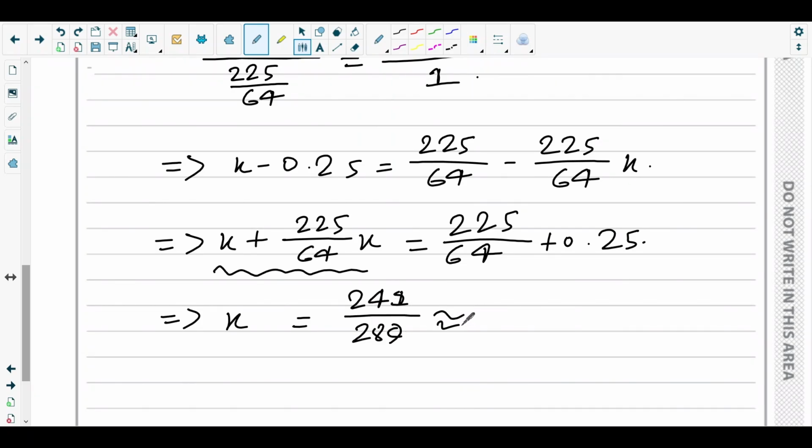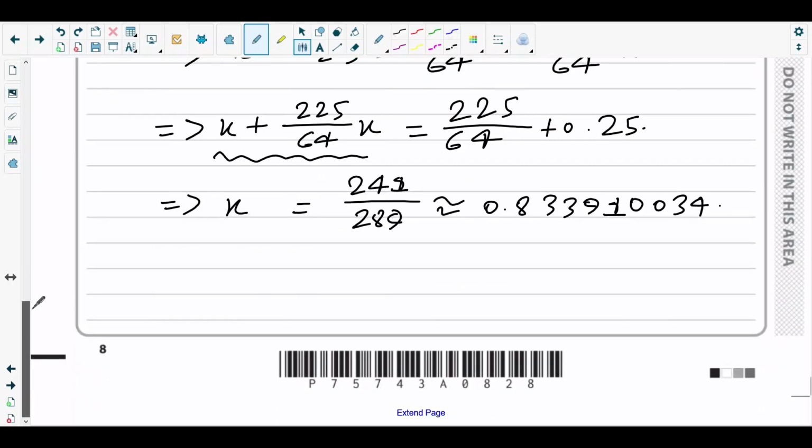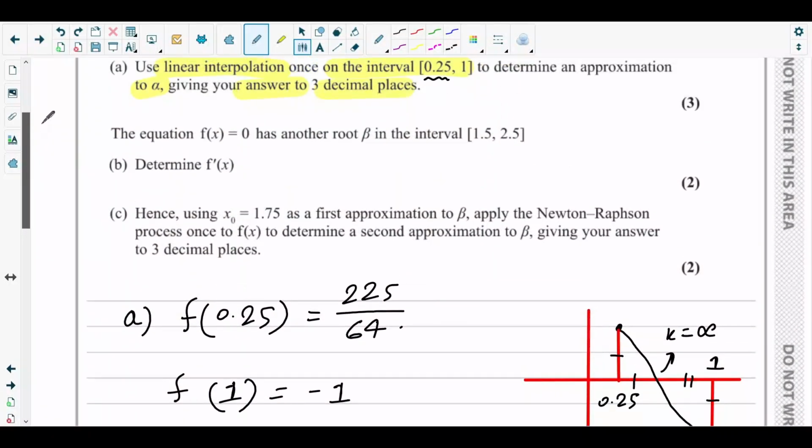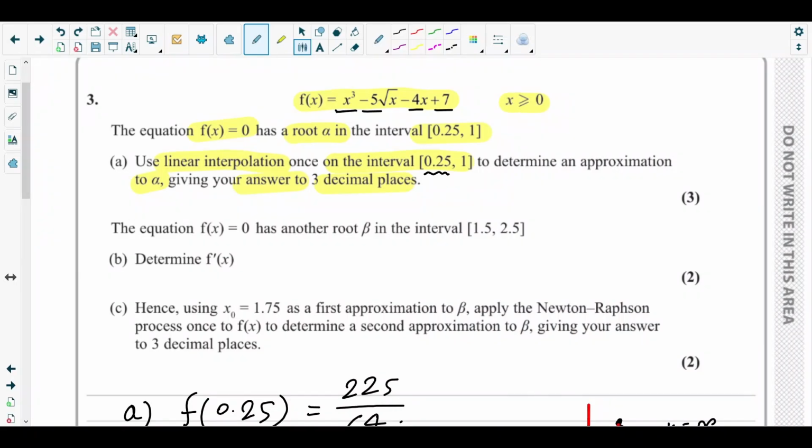So this is basically 0.8339100334. We have to give the answer to 3 decimal places, so alpha is 0.834 to 3 decimal places. That's the approximate value for alpha, and that's what part A has asked to find.